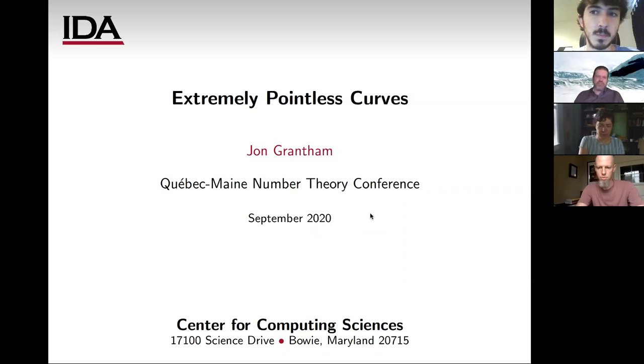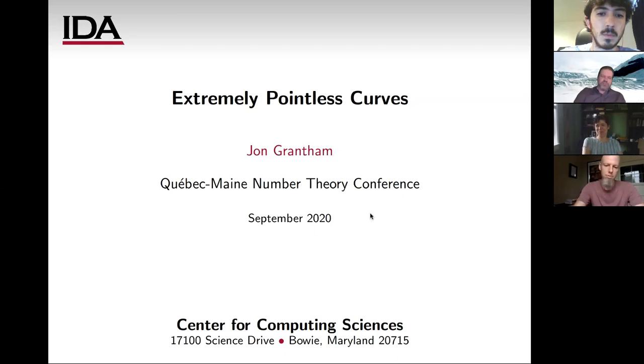I have been to the Maine Quebec Number Theory Conference before, but this is my first time at the Quebec-Maine one, which I've always wanted to do because I've always wanted to see Quebec City, so that is still on the list. In lieu of that, I have another beautiful part of Canada behind me.